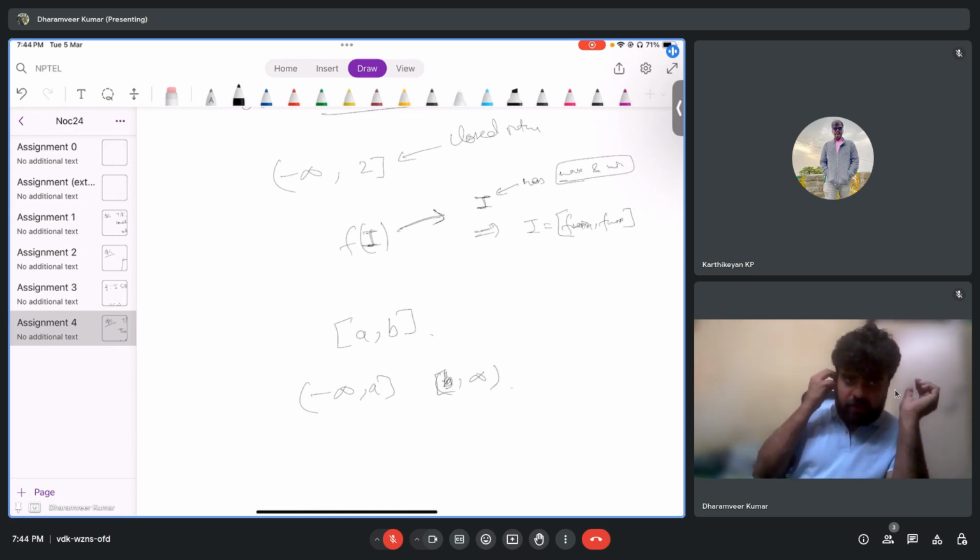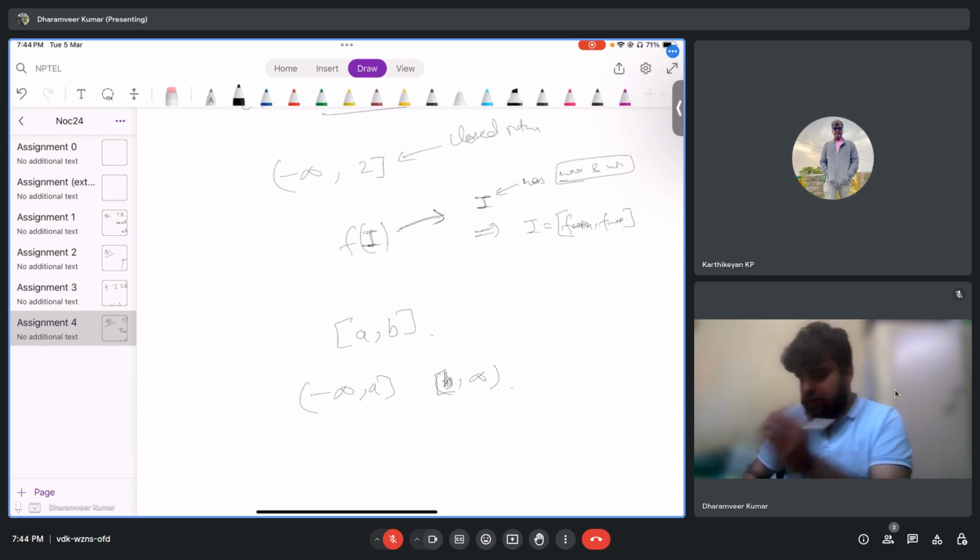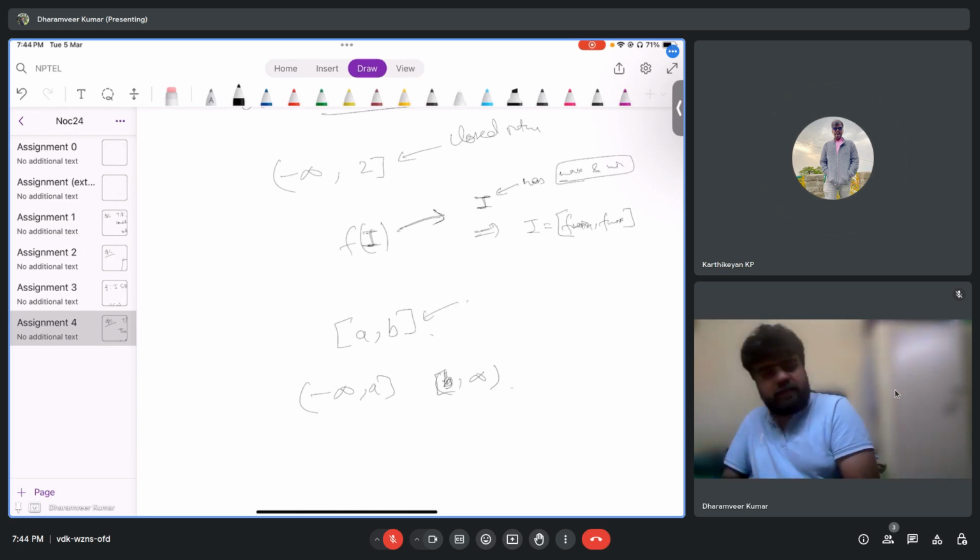This is clear, right? Only these three are examples of closed intervals, right? There cannot be any other thing which can be called a closed interval. Is that clear? Yeah. So when this is the case, it's compact.